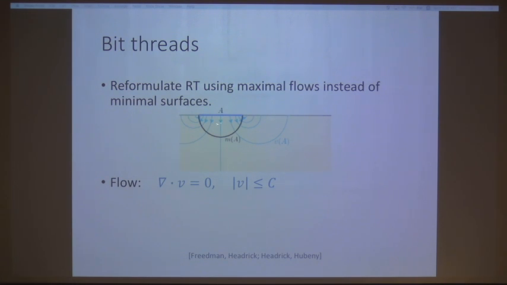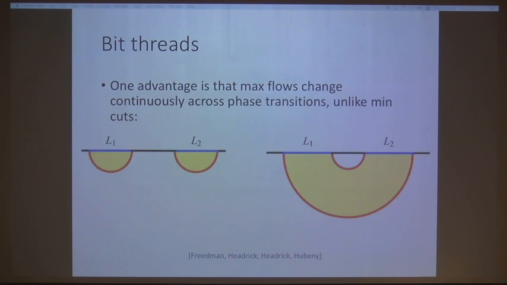And if you try to push as much flux as possible through the region A, eventually you encounter some bottleneck, which turns out to be exactly the minimal surface. So this is the max flow min cut theorem, which says the max flow is equal to the area of the minimal cut. And the homology condition is obvious in this case.